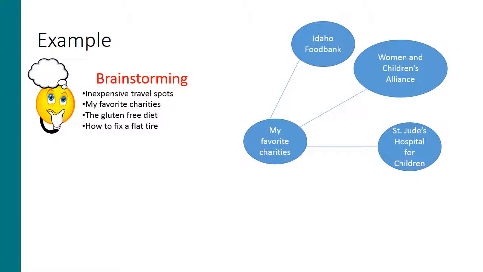So if I wanted to talk about all 3 of those organizations, I would not have enough time. There's not enough time in 5 to 7 minutes to go over in detail each one of these organizations. So from there, I'm going to pick one of those charities to talk about for my informative speech. So I choose the Idaho Food Bank.